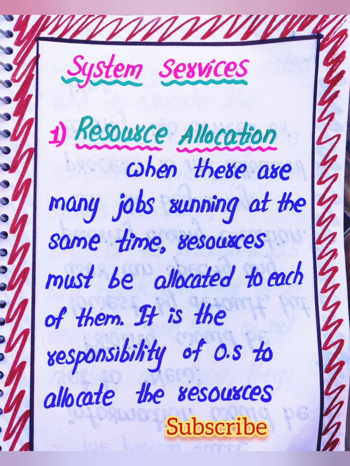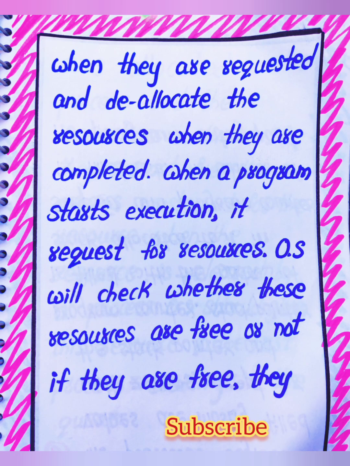System services. First one, resource allocation. When there are many jobs running at the same time, resources must be allocated to each of them. It is the responsibility of the OS to allocate the resources when they are requested and deallocate the resources when they are completed.